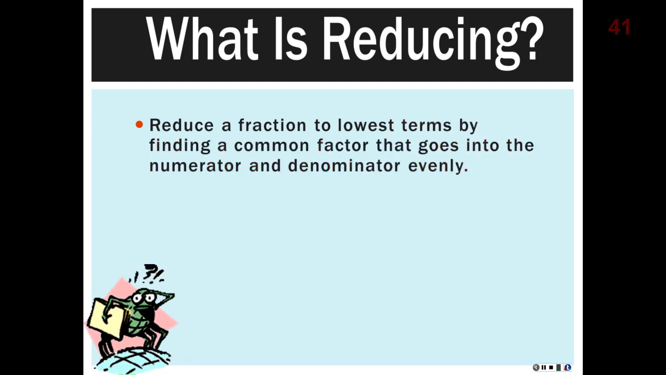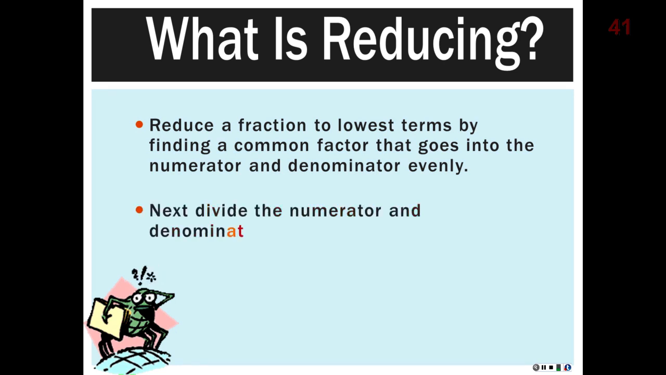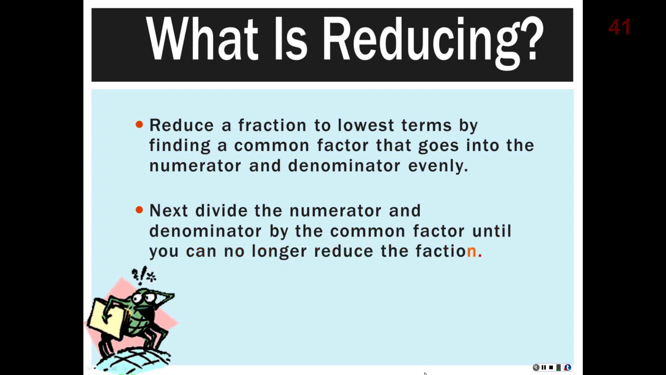Reduce a fraction to lowest terms by finding a common factor that goes into the numerator and denominator evenly. So for our example with 30, 12, and 6, we could have used 2, we could have used 3, but 6 is the greatest common factor. Then divide the numerator and denominator by that common factor until you can reduce no longer. Keep doing it till you can't reduce anymore. And then how do I know that I'm done?